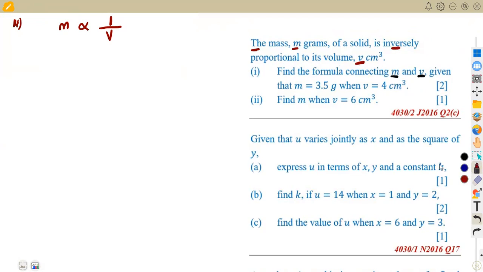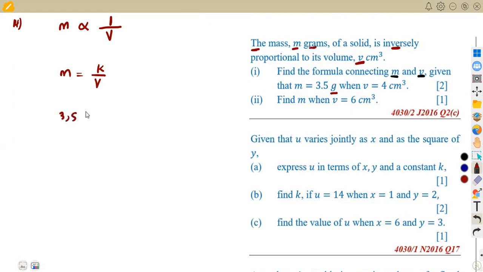So we are going to write this in terms of the constant, since the constant is not given in our question. Remember, on our inverse variation, the constant multiplies the numerator. So it's going to be K over V. To find the formula connecting the mass and the volume, we are supposed to obtain the value of K from the given information. M is 3.5 grams. So check also the unit. This is grams, our mass is also in grams here, so we are going to use this as it is.